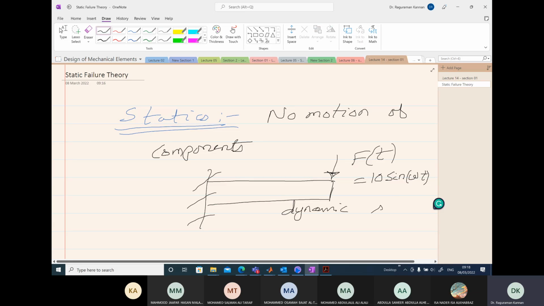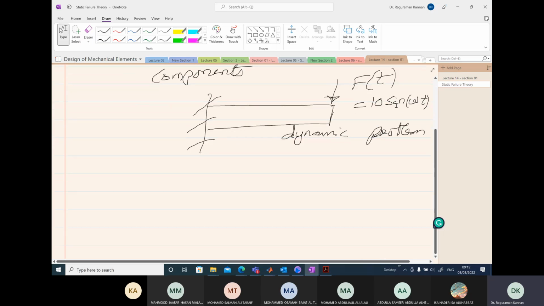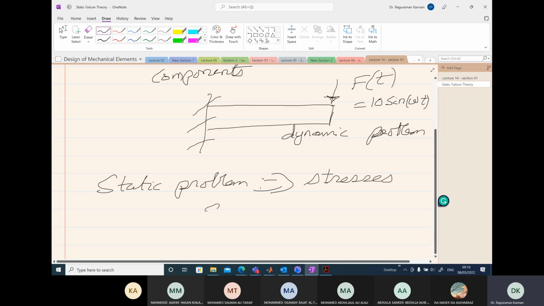So what is a static problem we are going to consider? A static problem we are going to consider is a problem where the stresses do not vary. So this is a much clearer definition. Static problem means stresses do not vary. Not that the forces do not vary, and not that the component is static, but that the stresses themselves do not vary.